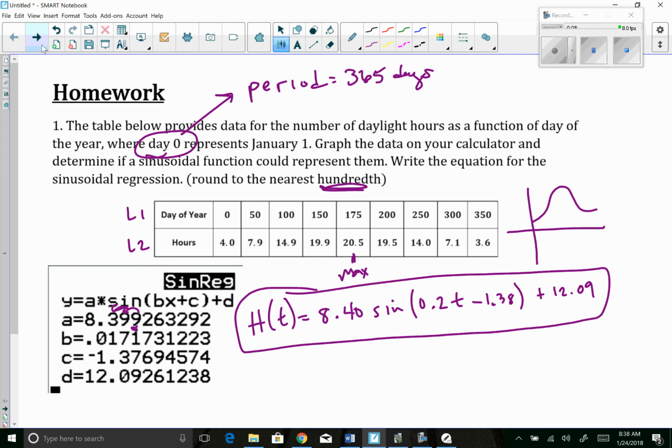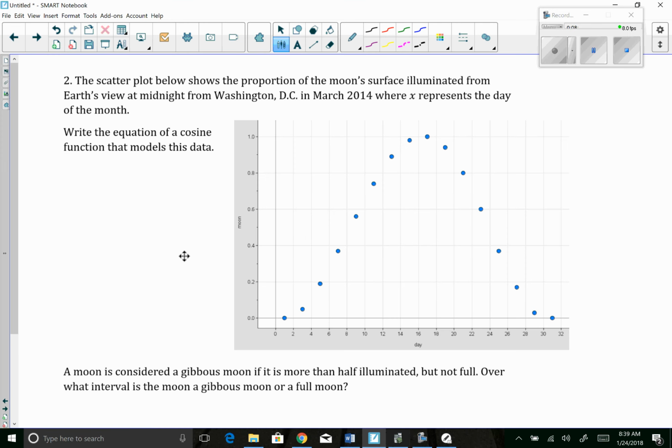So let's keep going. For number 2, we don't actually have to do the whole regression thing in the calculator. I'm just asking you to examine the function like we did in the first example in class, determine some of the things, and write a cosine function. So it looks like the minimum value is 0. And it looks like the maximum value is 1. Meaning 0.5 should be my midline.